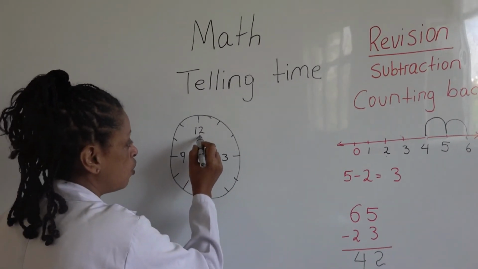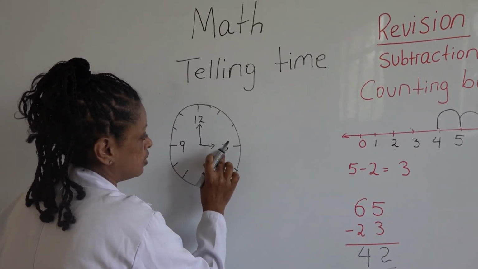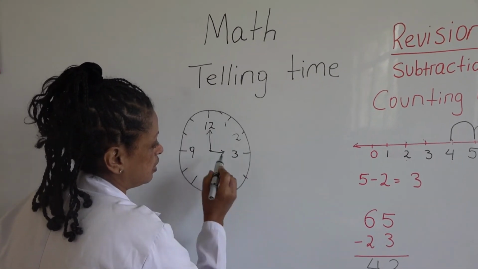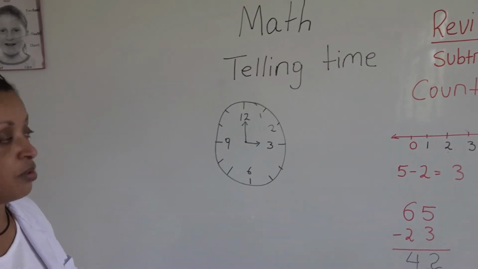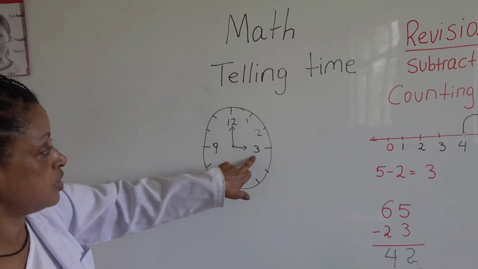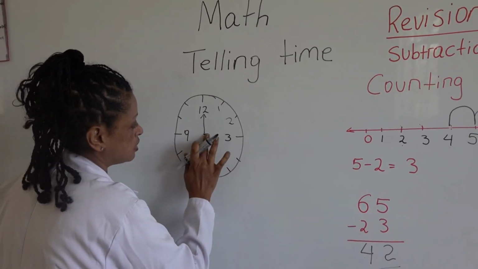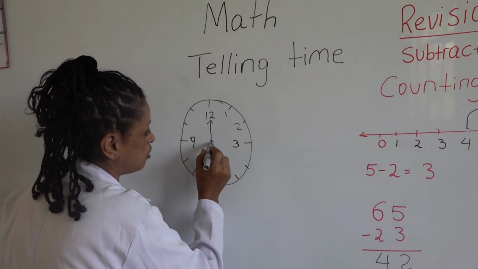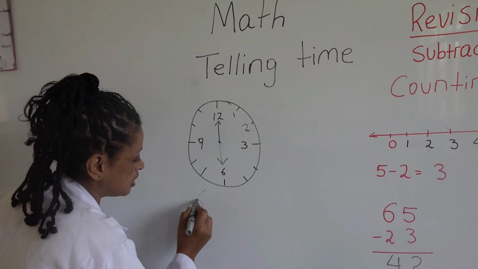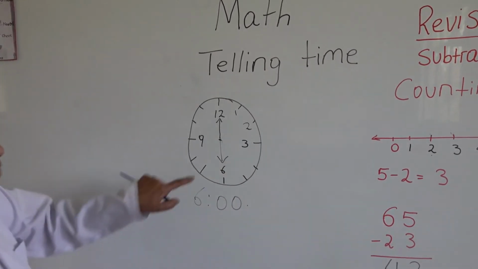So whenever the long one is on number 12 and the short one is on the other number, like number 3 or number 2 or number 1, it's the exact hour, that is it. When it's on 12 and when it's on 3, now it's 3 o'clock. Let me show you. It's like this. And then let's make it on number 6. It is now 6 o'clock. We say 6 o'clock.